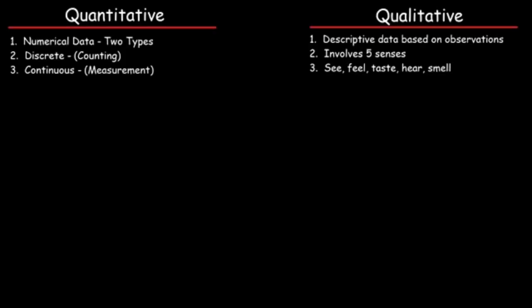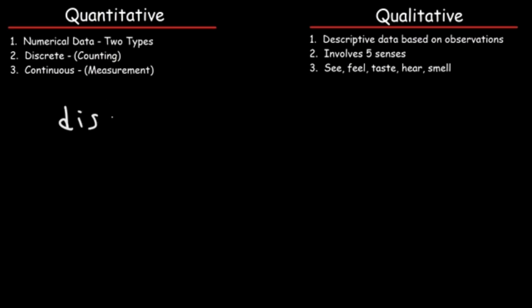In this video, we're going to talk about data and the different types of data. As you can see, we have it on the board. There's two types, quantitative and qualitative. When you hear the word quantitative, what do you think of? I think of numbers, such as 5, 8, 12. That's quantitative data. It's numerical data. And there's two types of numerical data.